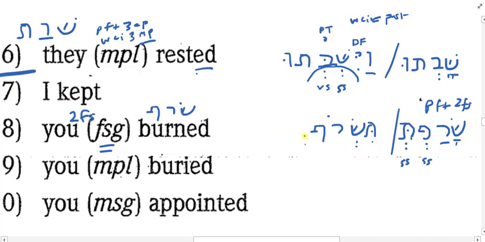Is there zero ending or a suffix on the 2FS imperfect? There is a suffix, isn't there? Which means my pe will not be a final pe. It's going to be a non-final pe. So let's go ahead and change that. And now we're going to add what suffix goes with that prefix ta for you, woman? It's a hireq yod. Excellent.